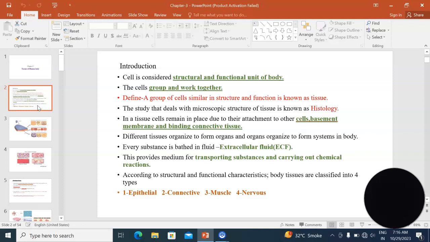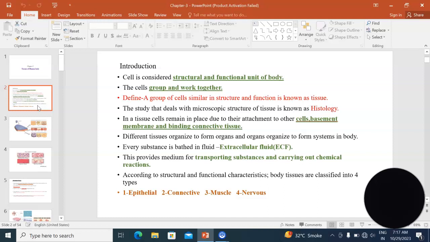Now all the layers of cells are attached to the basement membrane, and they are connected to other tissues with the help of binding connective tissue. Because of this arrangement, all the cells of the tissues remain in one place. What happens next is that many tissues organize and form a single organ, and many organs come together and form a system in the human body.